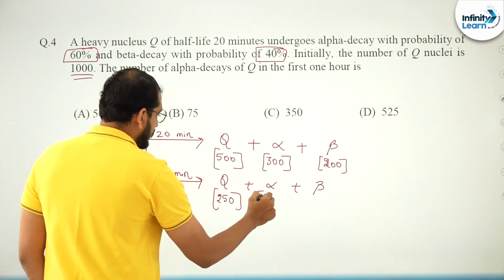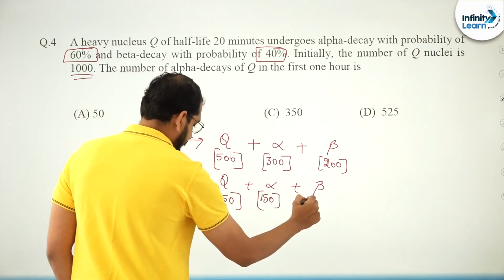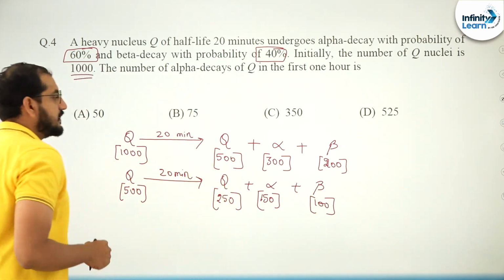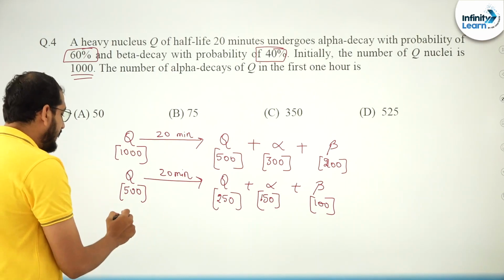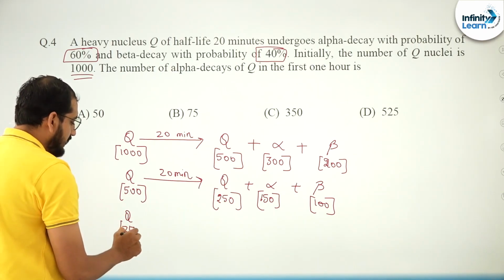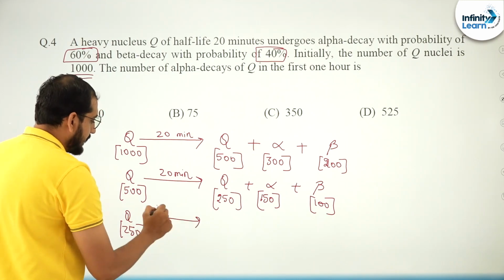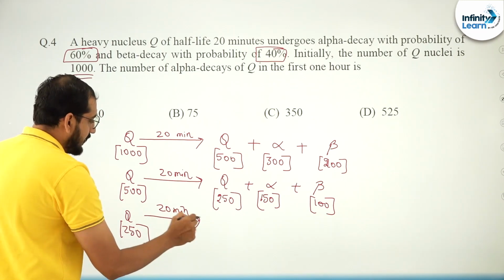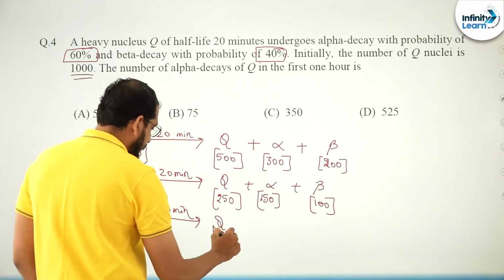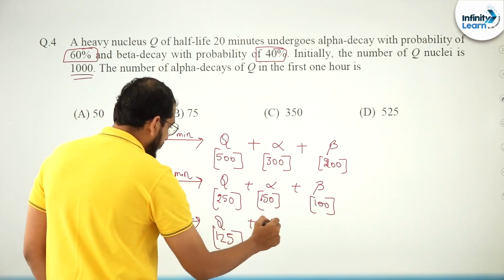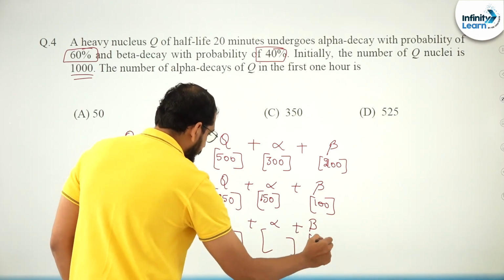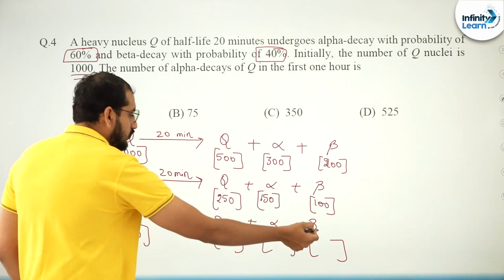So that ratio, if you take it, will come out to be 150 and 100. Now similarly, after another half life, the initial number will be 250, and in the third half life 50% will remain. So out of 250, only 125 will remain over here, and the remaining alpha and beta will be divided into a 3:2 ratio. So 3:2 should be the ratio.